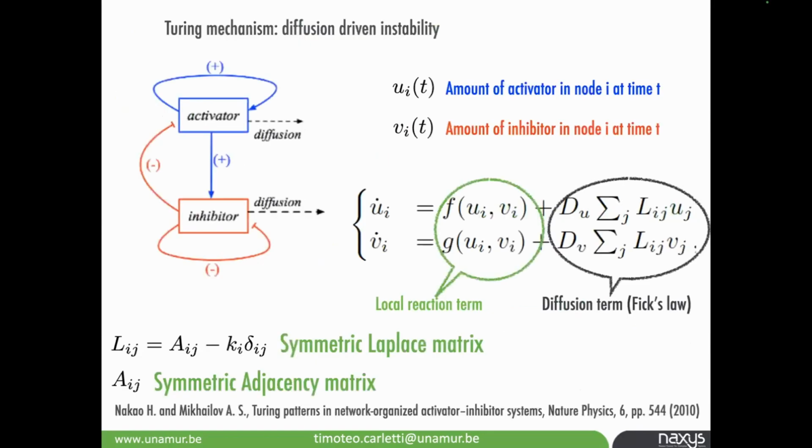So putting it all together, we have this idea that you still have activator and inhibitor sitting on each node. They react in the node because of this equation, with nonlinear terms, and then they diffuse via the links available in the network. As I already told you, the inhibitor diffuses much faster than the activator. This is a mathematical condition that you can see once you derive the equation. And the matrix L, the Laplace matrix, is symmetric because I'm assuming an undirected network, and A is the adjacency matrix.